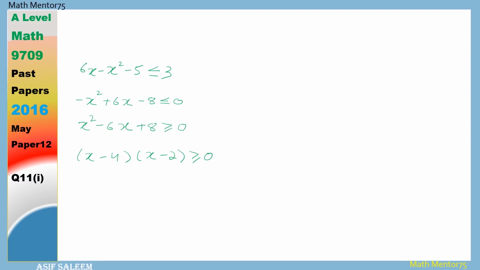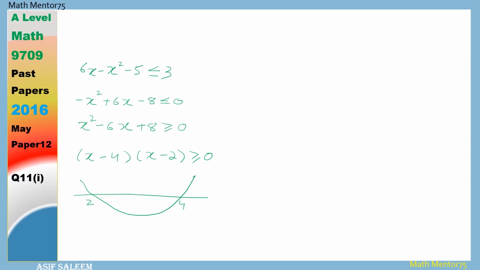Now you have two options, in fact 3. You can draw a parabola, you can draw a number line, or you can plug in the values. The choice is yours. I'm using a parabola. Here the coefficient of x square is positive, so it is going to be a U-shaped curve, and the x-intercepts are 2 and 4, so 2 and 4.